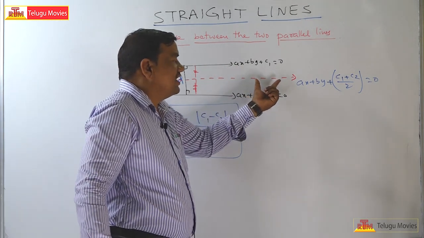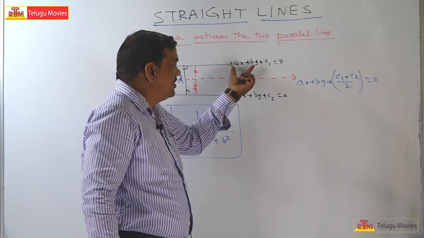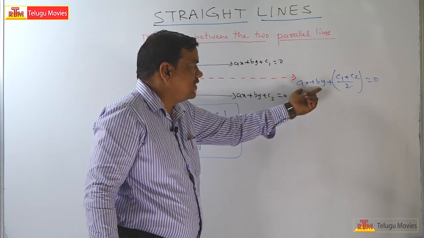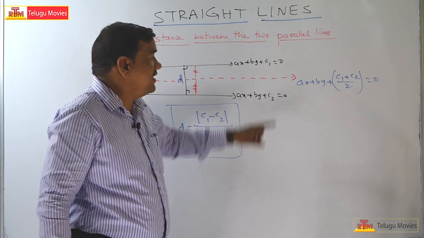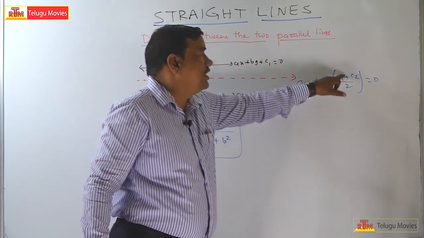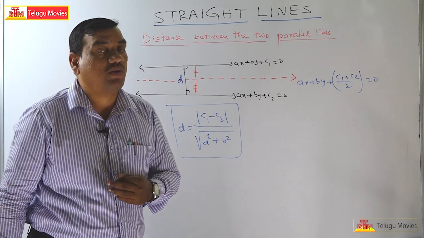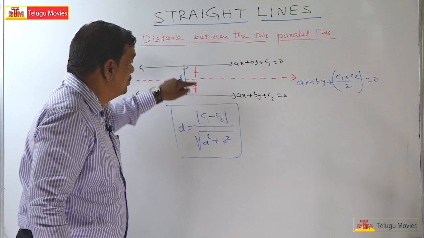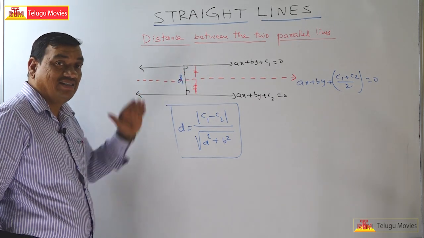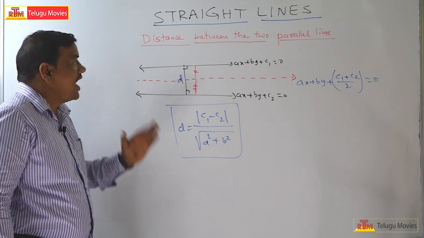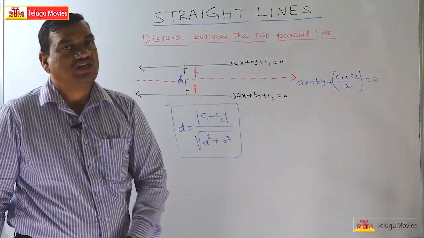So, what will be the equation of the line that lies between two parallel lines? Obviously, Ax plus By, and what is the constant here? We will get (C1 plus C2) by 2, just like the midpoint formula. So, this line should be exactly between these two lines. I hope that you understand this concept. So, let us go for some more concepts.